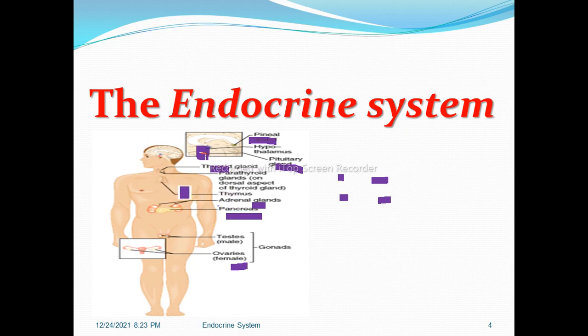The thymus is found in this area, posterior to the sternum. The pancreas is found at the base of the stomach, the inferior posterior part of the stomach. The testes are found in the male, and the ovaries in the female. All of these serve as endocrine organs. In this chapter we will cover especially the major pure endocrine glands.